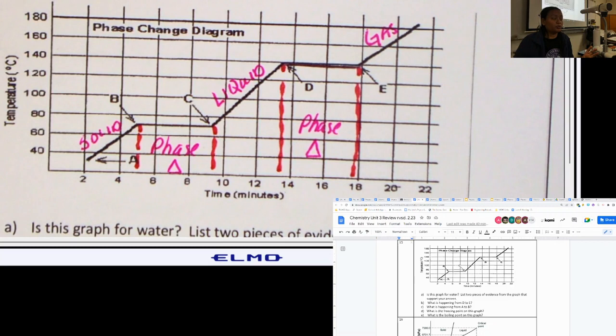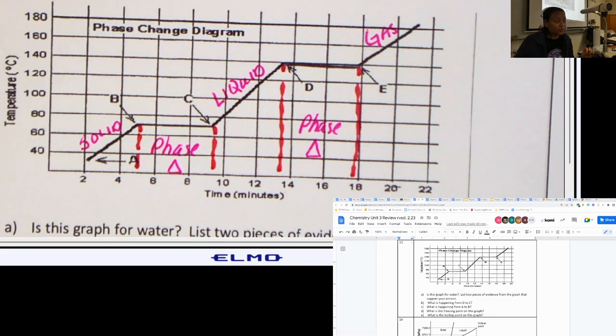Or melting point? What temperature? Guys, look at the temperature and pressure notes that I gave you. In degrees Celsius, what is the freezing point of water? It's 0. The freezing point of water is 0 degrees.